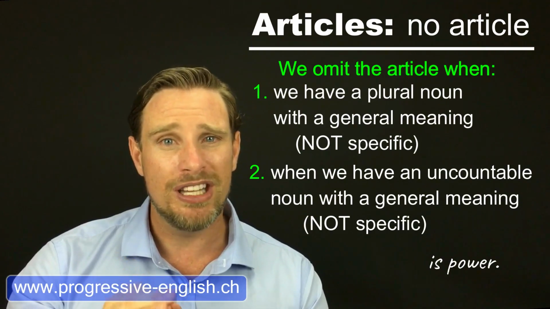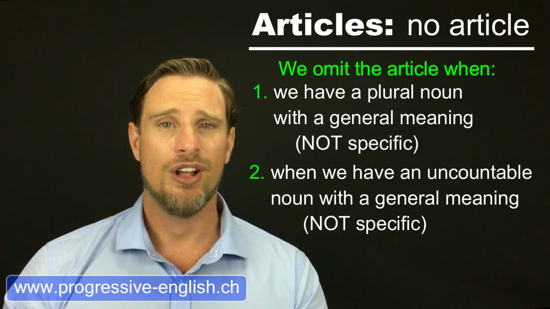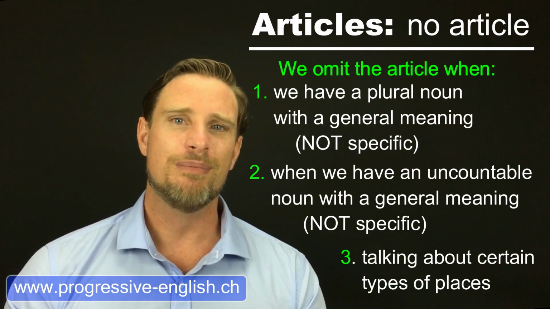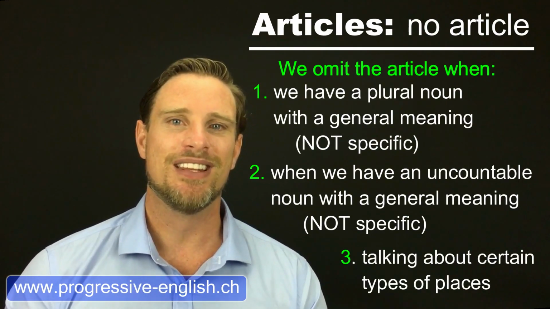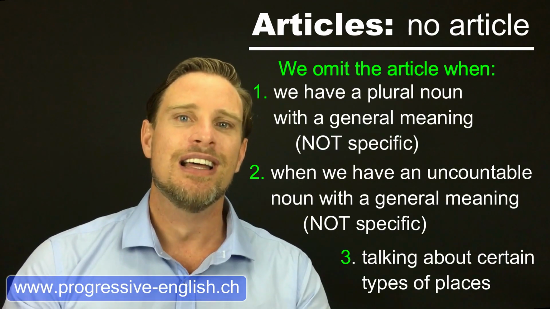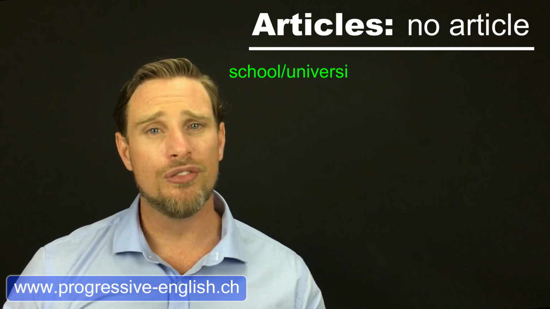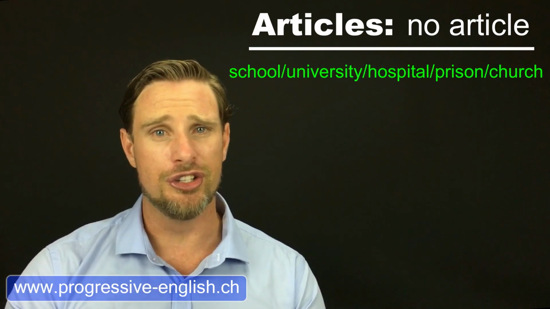And we also omit the article with many common phrases, which refer to a certain type of place or institution, but not a specific one. This is often confused, so let me explain this now. Okay, some places. We have school, university, hospital, prison, and church.